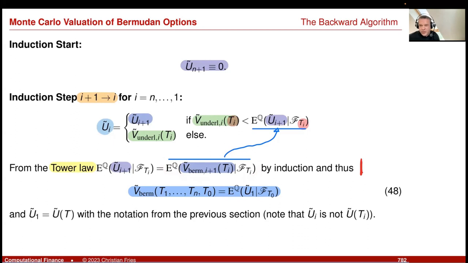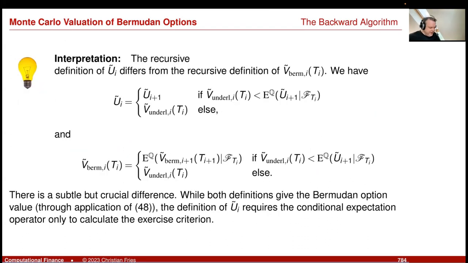I have an argument that I do not need this. So the recursive formula that we have, this definition of u tilde I, differs a little bit from our recursive definition of the value of the Bermudan. In the definition of the value of the Bermudan, we had the same exercise criteria. So compare the underlying to the value of the Bermudan, but we choose between the value of the Bermudan and the underlying. And that was the update for the next Bermudan.